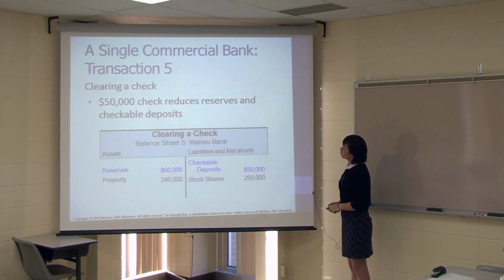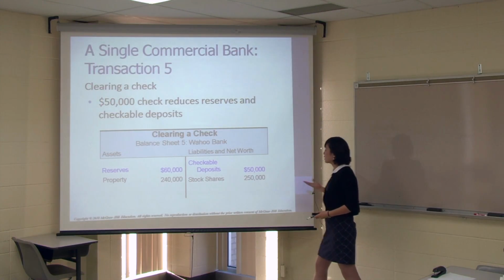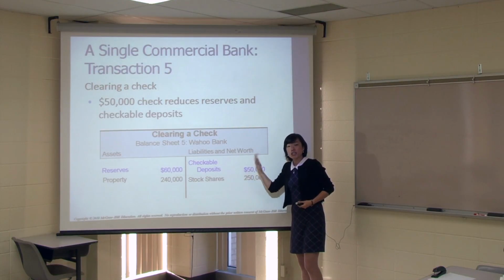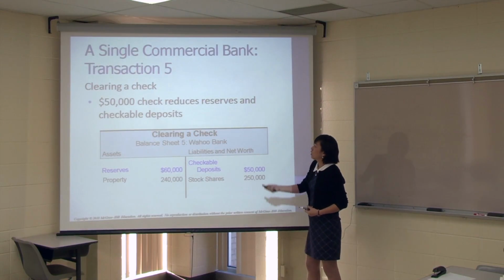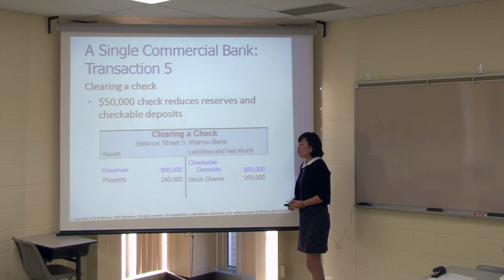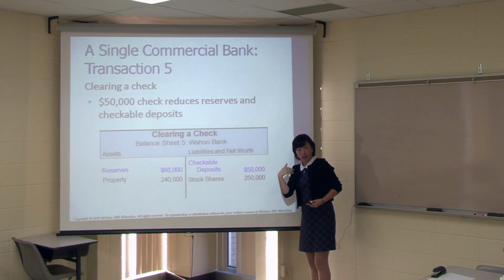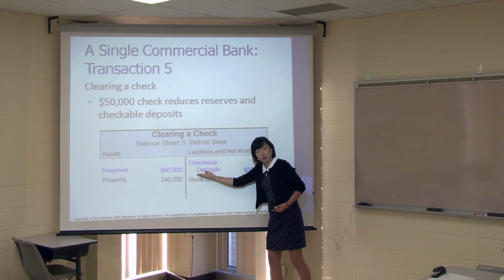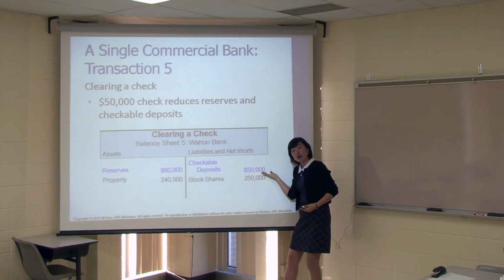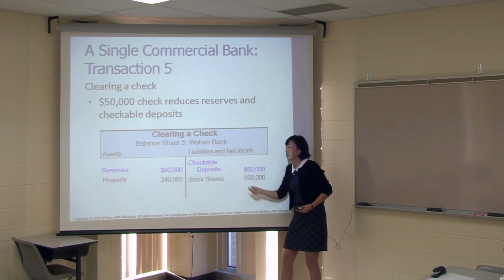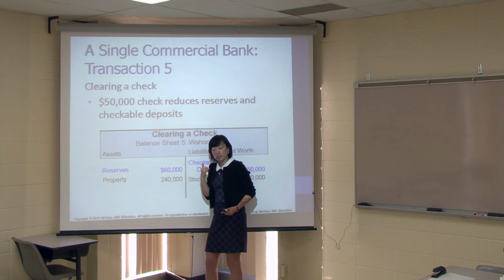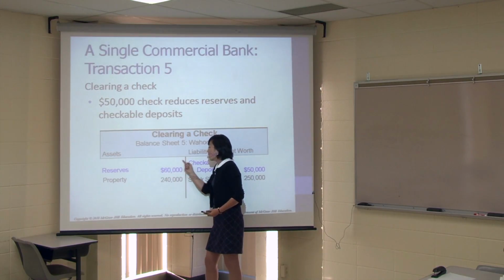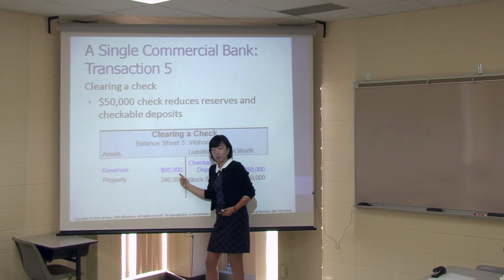Now, here, if the person who deposited $100,000 came back yesterday and decided to withdraw some of his money, which means he would like to clear a check. Now you see, we used to owe him $100,000. Now because he needs to get $50,000 cash back, the checkable deposit on the right side becomes $50,000 because we decreased the checkable deposit. At the same time, we will have to call the Federal Reserve and say we need to get $50,000 back. Now you see, our Federal Reserve becomes $60,000.